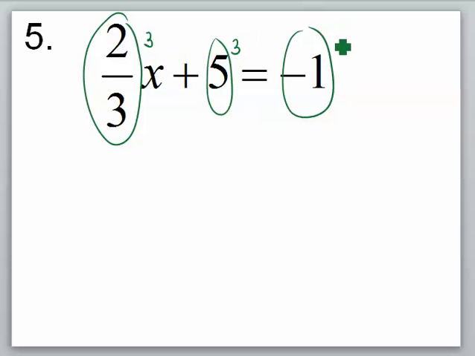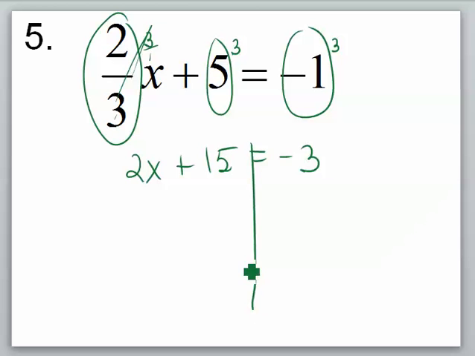Then what I'm going to do is put a times 3 next to each one of these, so I make sure I multiply everything times 3. Well, 2/3 times 3 over 1, those 3's would cancel, they'd cross reduce, and I get 2x plus 5 times 3, which is 15, equals negative 1 times 3, which is negative 3. Now, if you didn't quite see this, you could write it off to the side. 2/3 times 3 over 1, those cross reduce, and you end up with 2.